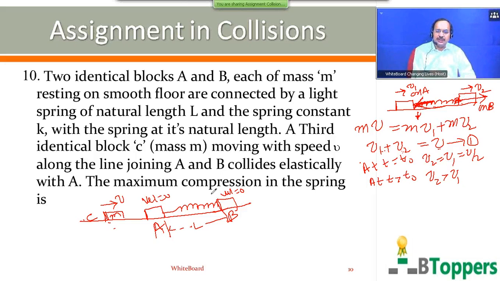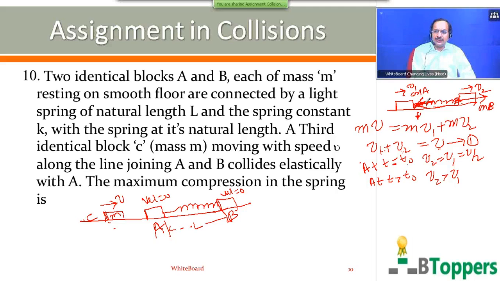If you analyze the motion of the system of the two blocks A and B and the spring, from the instant just after the block C collides with the block A, the block A first starts moving towards the right with velocity v. At that instant, the velocity of block B is 0. So the velocity of first block A begins to decrease, and the velocity of second block B begins to increase. So up to this instant t equal to t naught, that means at any instant before t equal to t naught, v1 is more than v2.